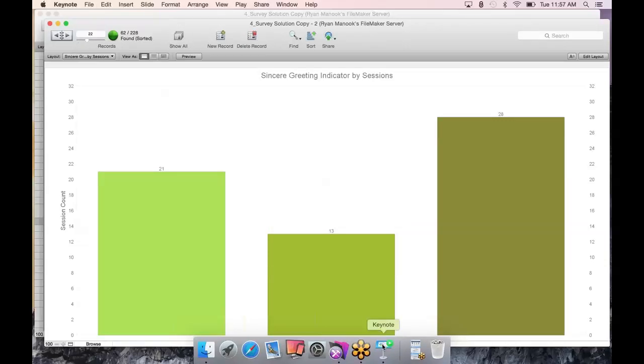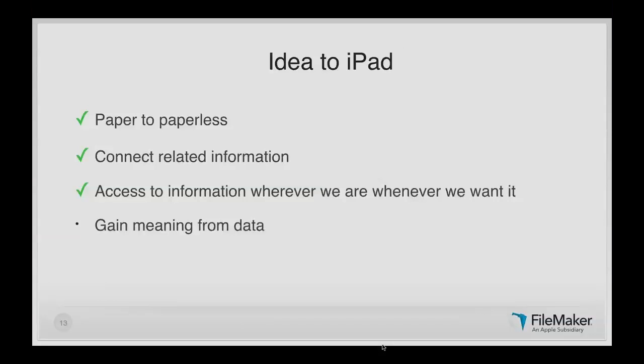So what do we do here? We really just used FileMaker's quick charts and quick report features in table view, and that really allowed us to glean a lot of meaning from our data. So we're now able to present to Heidi a solution that helped us move from paper to paperless. It connects all of our related information into one custom solution that we can access from any location, and it allows us to gain meaning from the data that we captured.